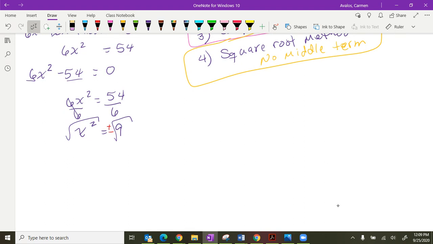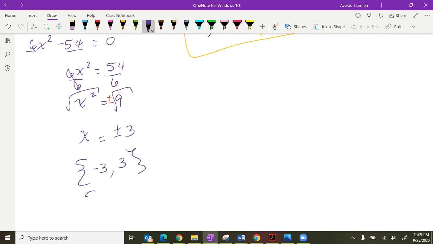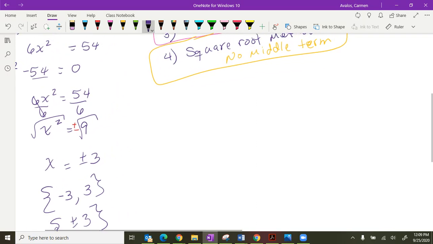Okay, so what we do now is that it cancels the x squared. And so you're going to get x is equal to plus or minus 3. That's how you solve it. You isolated the variable. And so your solution set is going to be negative 3 and 3, or you could put it as plus or minus 3. Okay, so that is your final answer.